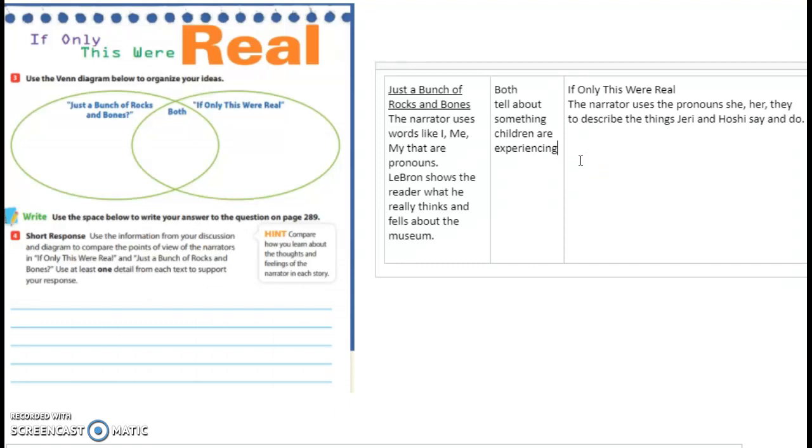For your homework, you need to answer question number 4. Use information from your discussion and diagram to compare points of view of the narrators, If Only This Were Real, and Just a Bunch of Rocks and Bones. Use at least one detail from each text to support your response. And then look at that little hint box. Compare how you learn about the thoughts and feelings of each narrator in the story. Don't forget to go back and reread quietly to yourself while answering these questions.